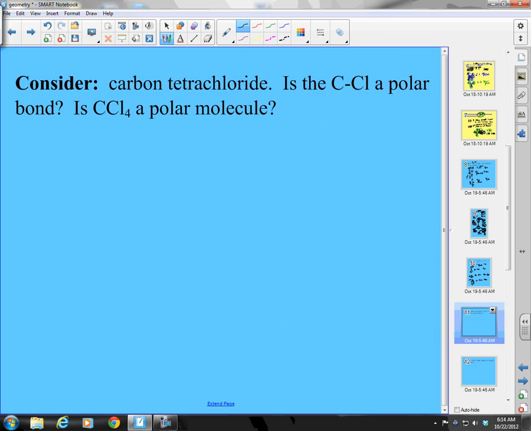So what's considered carbon tetrachloride? Here's my carbon tetrachloride.